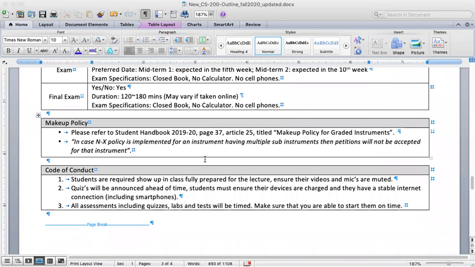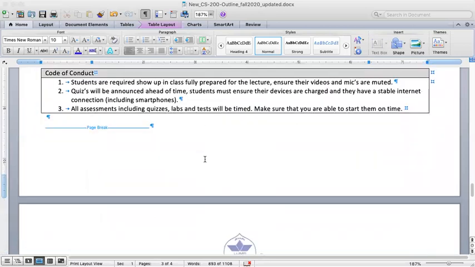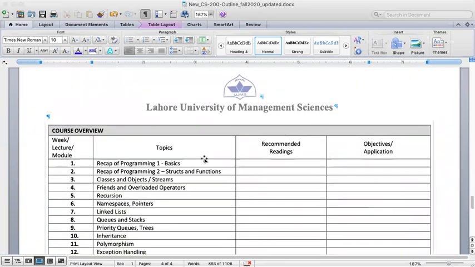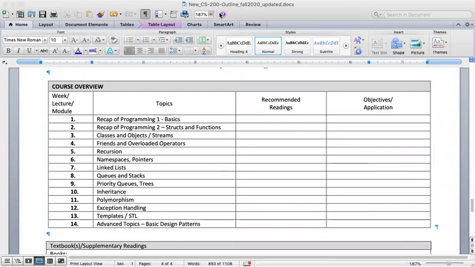And right, so for the rest, I think you should go over the other details that are there. I'll upload this updated outline on LMS, and you can have access to the updated outline.